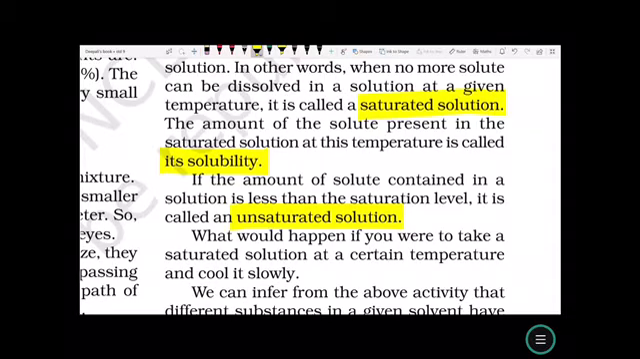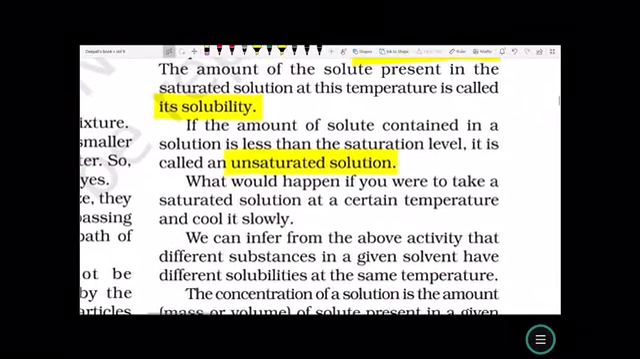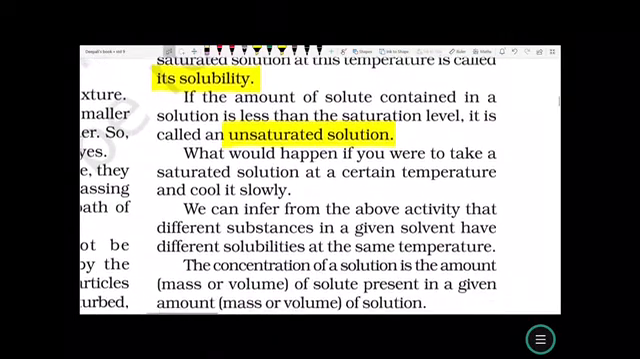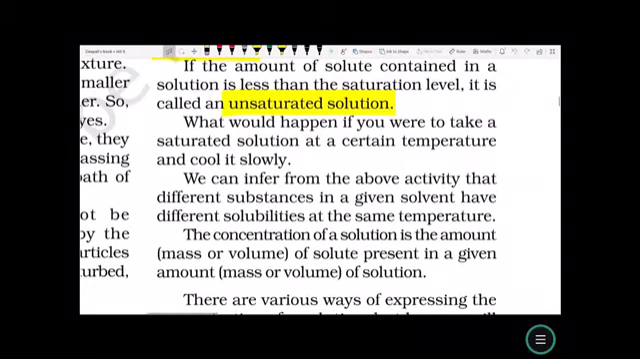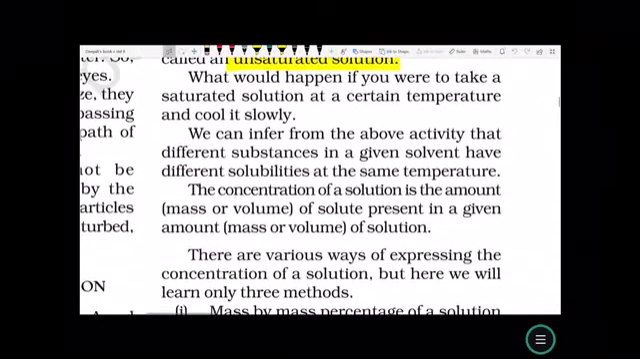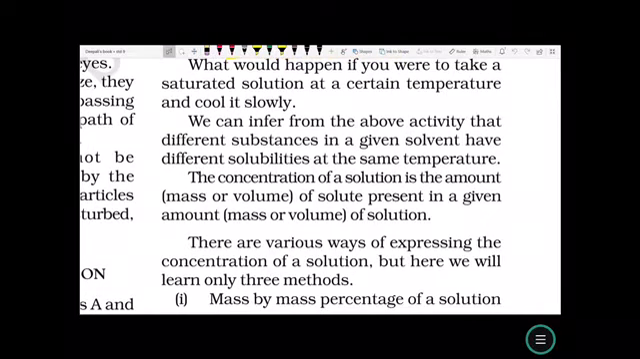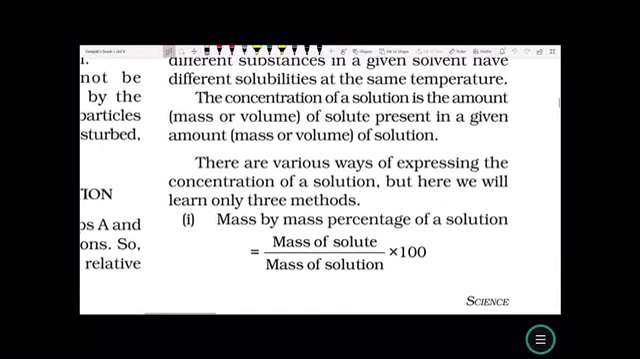What will happen if we were to take a saturated solution at a certain temperature and cool it slowly? Yes, we can infer from the above activity that different substances in a given solvent have different solubility at the same temperature. The concentration of solution is the amount or the mass or volume of solute present in the given amount, mass or volume of the solution. There are various ways of expressing concentration of solution, but here we will learn only 3 methods.